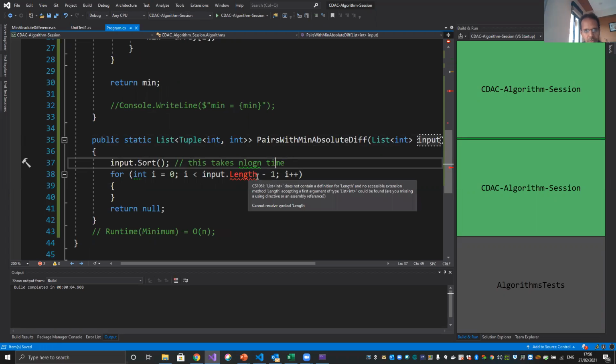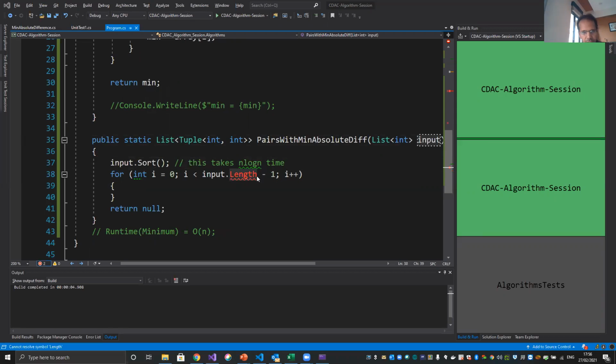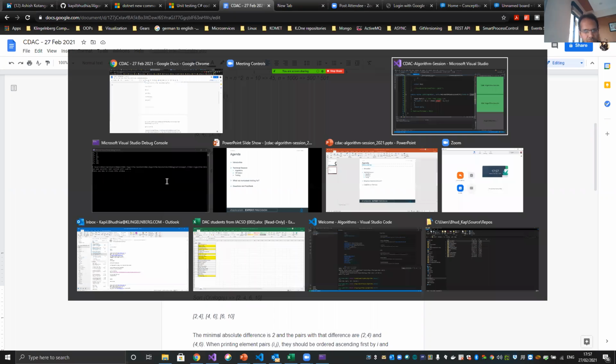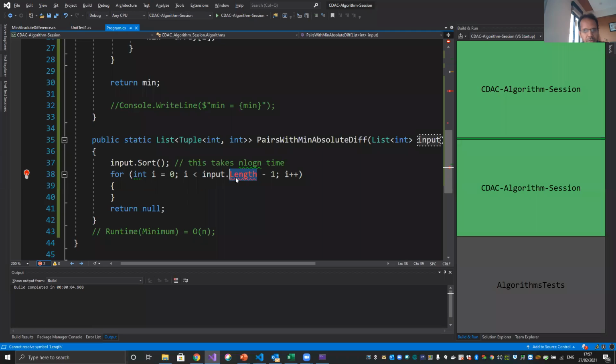Okay, so now in order to generate these pairs here, how should I iterate over these numbers? I should go from 2 to 6, right? So then I can generate 2 and 4, 4 and 6, and 6 and 10, right? So that's what I do. I go from i equals 0 to count - 1, yeah.